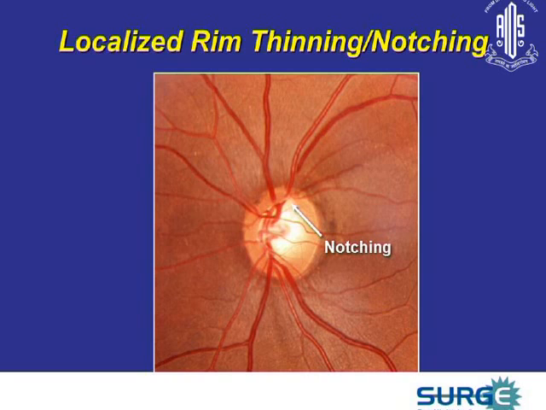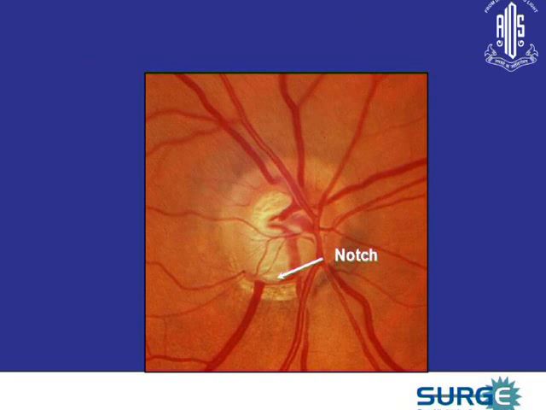That is a localized notching. You can see here the temporal rim is much thicker than the inferior. This is abnormal. So you are going to mark this as abnormal, and that's a notch.